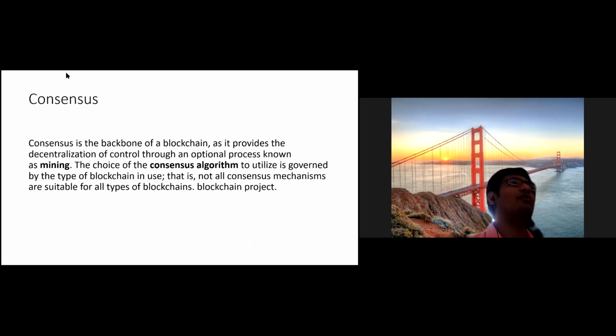Now, consensus, right? I want to touch on this term so that you are all aware of it. You will hear this term so many times when you talk about blockchain. Whenever someone talks about blockchain, you will definitely hear this word. Now, there are different types of consensus.